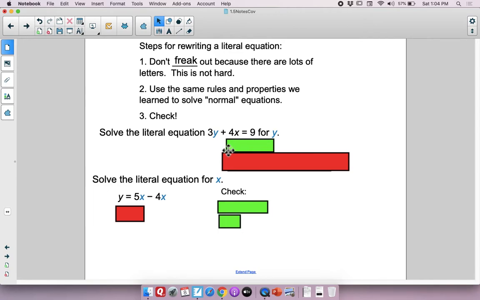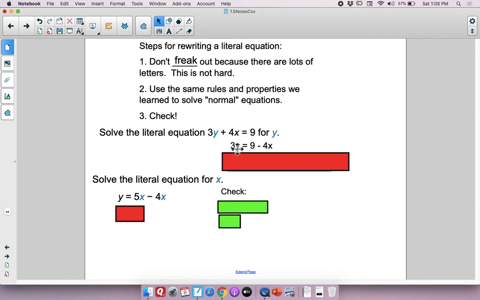Okay, what's our next step? We want to isolate the term that's got our variable in it that we're trying to solve for. So that means this positive 4x has got to go bye-bye, right? So what would we do? Subtract 4x from both sides. So if I subtract 4x here, those cancel. And then obviously I can't combine 9 and negative 4x, so I just have to write them like that. Or I could write it as negative 4x plus 9. Okay, if we solve for y, we're getting close, but we're not quite there.